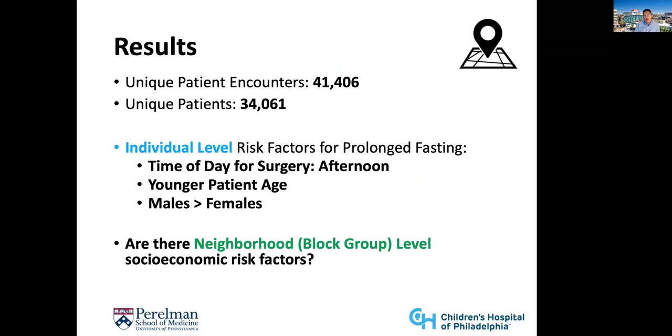And what we found was we had 41,000 unique patient encounters and approximately 34,000 unique patients in our data set. So clearly some patients came more than once for surgery, which is not uncommon in pediatrics. There, we've identified individual level risk factors from our electronic health record. And so factors for prolonged fasting included time of day of surgery. So kids in the afternoon had a longer fasting time than kids who had surgery in the morning. Kids with a younger patient age had longer fasting times as well, and males more than females had prolonged fasting. So this is data that we would normally be able to get from an electronic health record, and they're important variables. But are there neighborhood level factors that might help us understand the socioeconomic risk factors of our individuals?